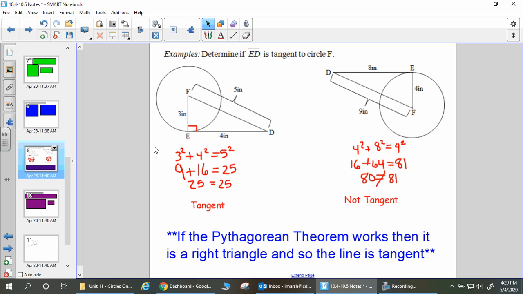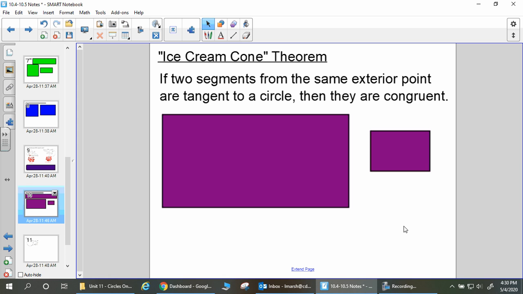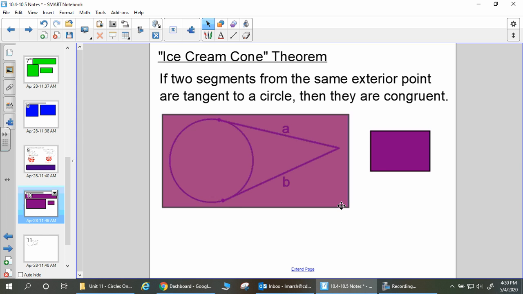The other thing that happens with tangents is what I like to call the ice cream cone theorem. Trust me when I say this is not a technical mathematical term, but it becomes the super easy way to remember it. Think about an ice cream cone in your head, right? If I'm trying to put a scoop of ice cream on top of that ice cream cone, it's going to do me a lot of good if those two sides match so that my ice cream doesn't fall onto the floor, right? So the ice cream cone theorem simply says if two segments from the same exterior point are tangent to a circle, then they are congruent.